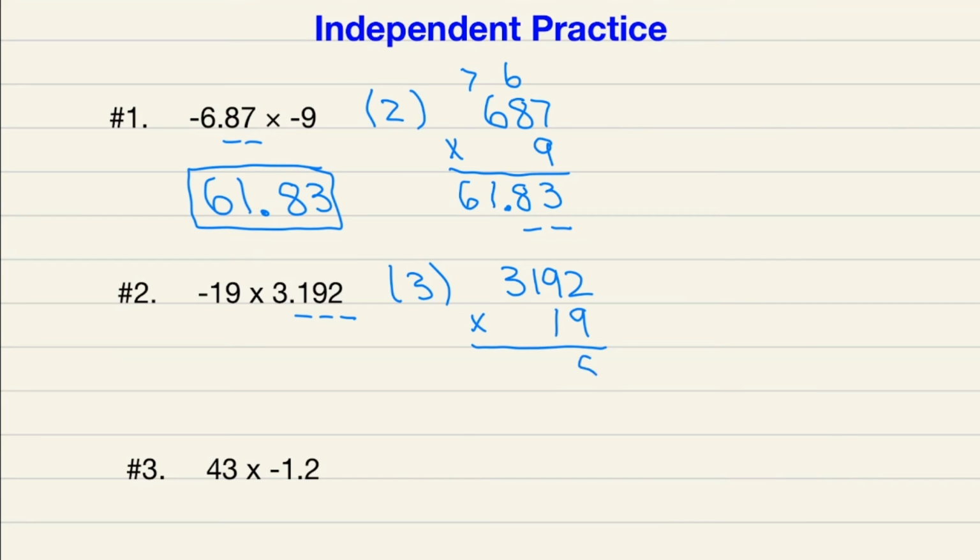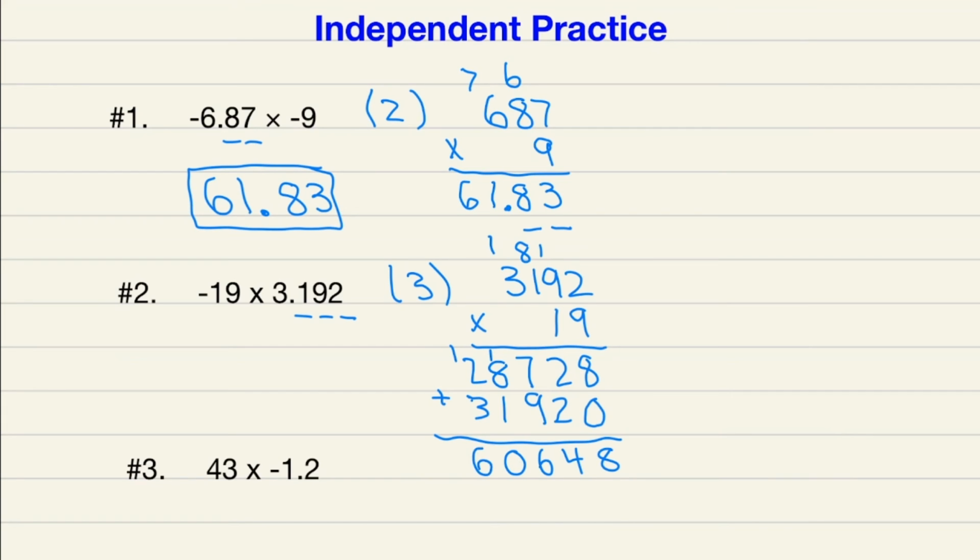9 times 2 is 18. Carry your 1. 9 times 9 is 81, plus 1 is 82, so carry your 8. 9 times 1 is 9, plus 8 is 17, carry your 1. 9 times 3 is 27, plus 1 is 28. Again, when you move down to the next line, make sure you add a placeholder of 0. 1 times 2 is 2. 1 times 9 is 9. We have 1 here, and 1 times 3 is 3. Now we can add these up. We get 8, 4, 16, carry your 1, 10, carry your 1, 6.